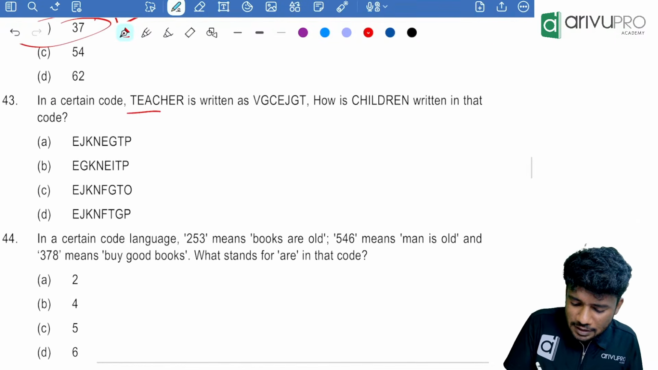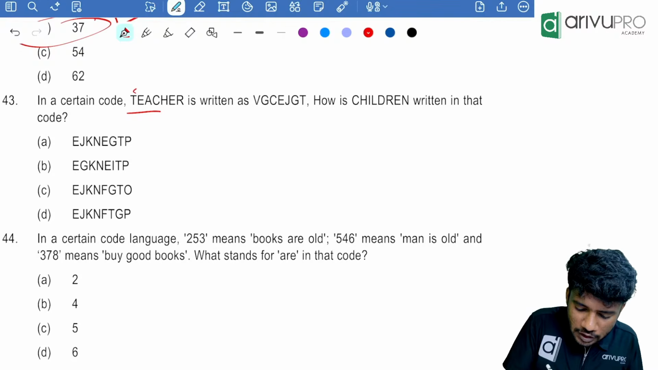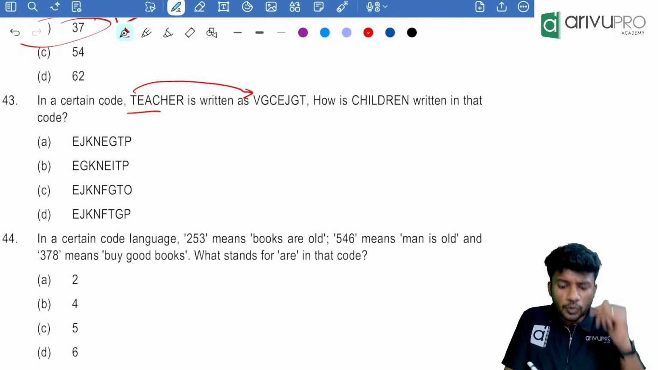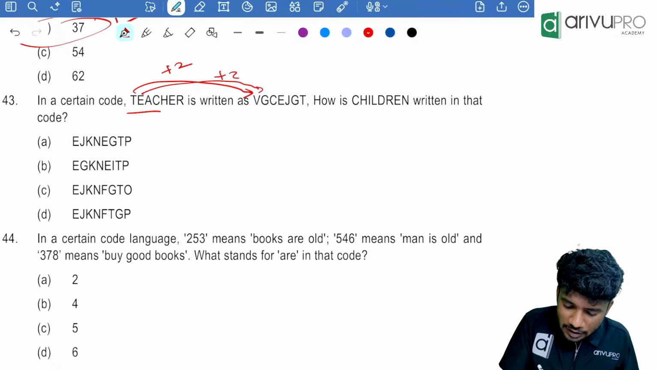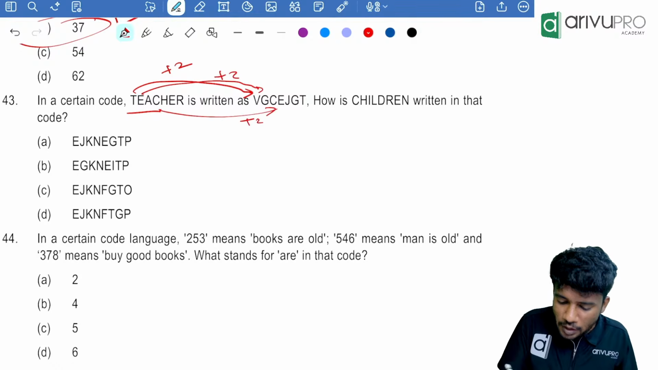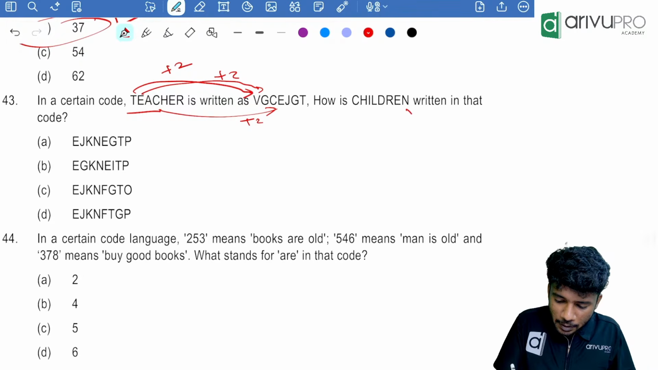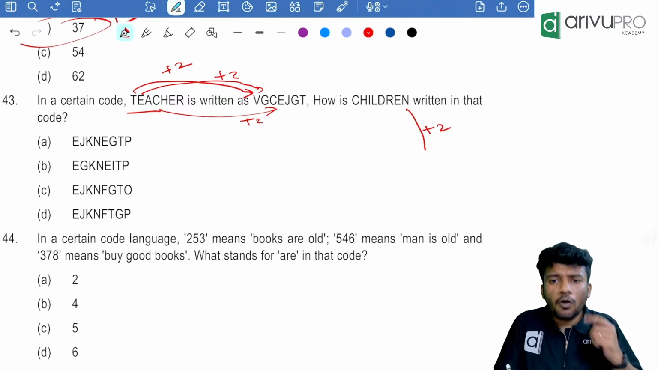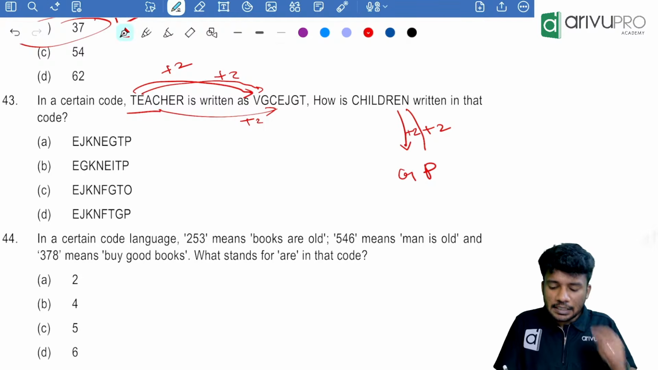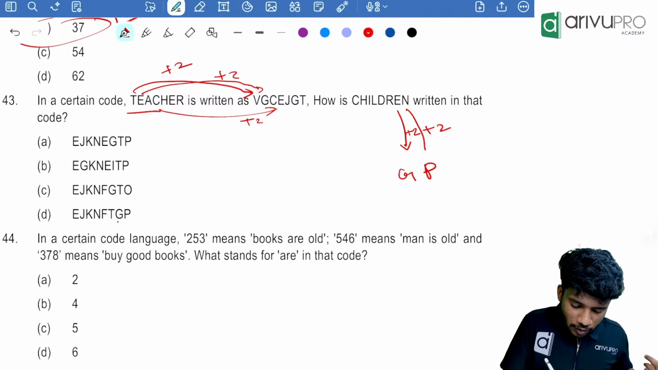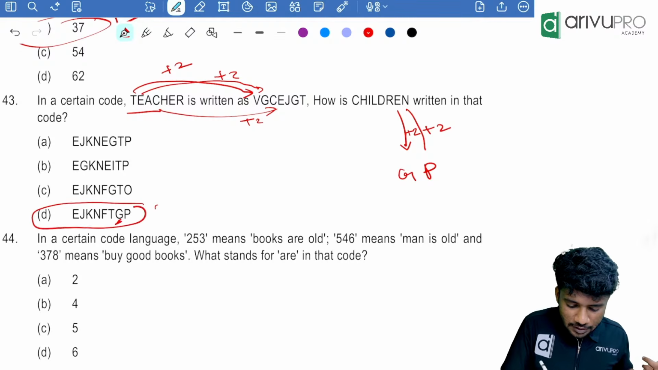Now teacher is written as VGCJGT, so T is becoming V, TUV plus 2. E is becoming G, EFG plus 2. Looking at here, the pattern is always plus 2. Now how children is written is the question. People, N plus 2 is how much? P, NOP. Then E plus 2 is how much? That is G, EFG. Looking at that, only one option is having G over here. So that answer is what?